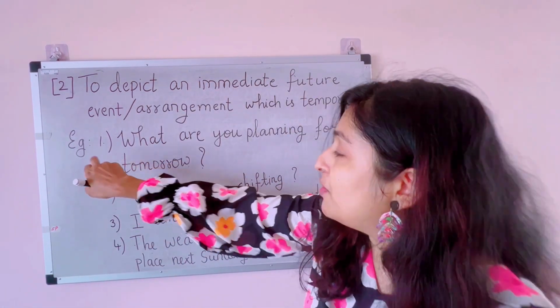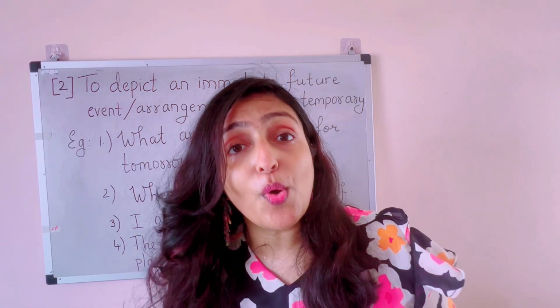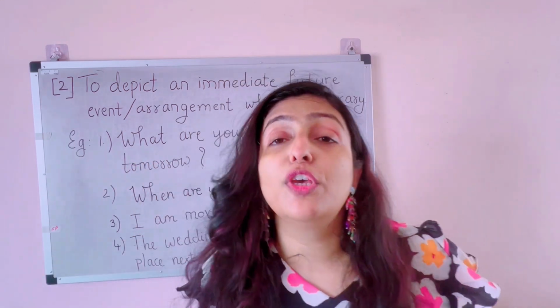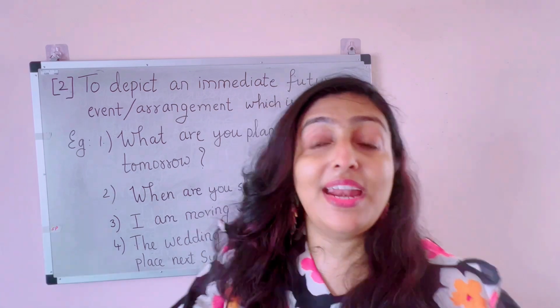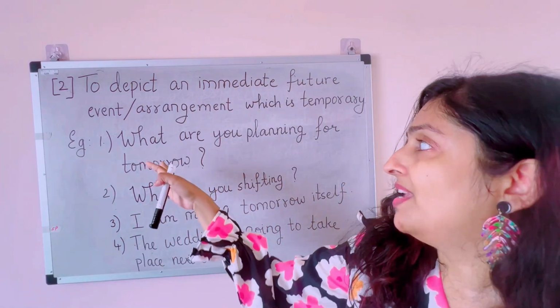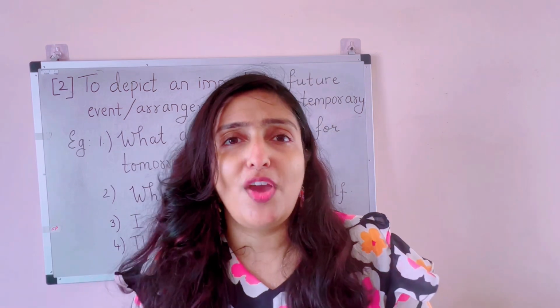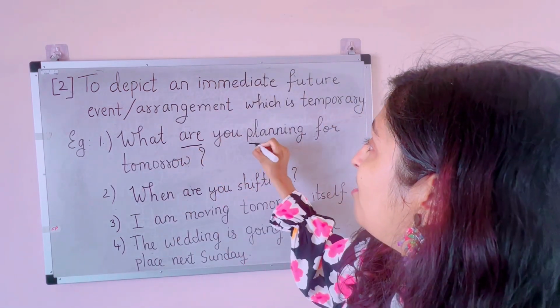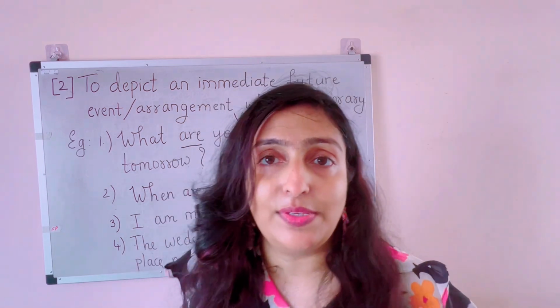Let's observe the first example. What are you planning for tomorrow? Imagine that your friend catches up with you. It's the weekend and he comes to your home and asks you, hey, what are you planning for tomorrow? Let's go somewhere at the beach side. So in such cases, we use present continuous tense.